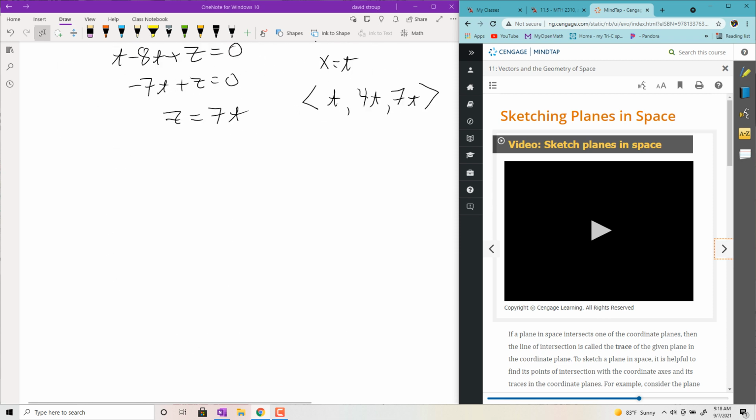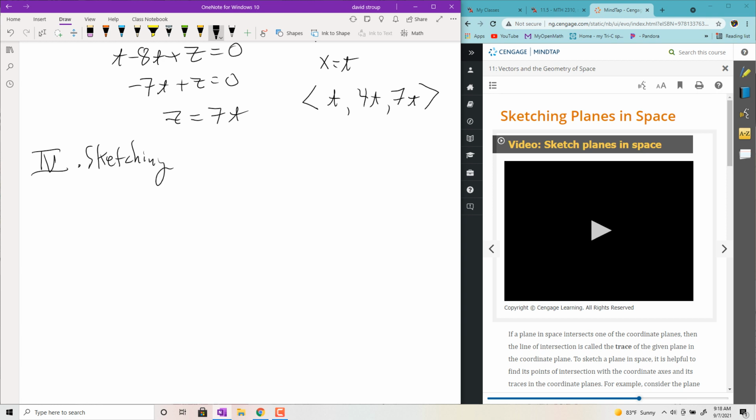Okay, drawing these things. Every once in a while it's nice to have a picture of what we're dealing with. So, sketching planes. What you'll do is let one variable equal 0 and draw the other parts. It's pretty simple, in other words.